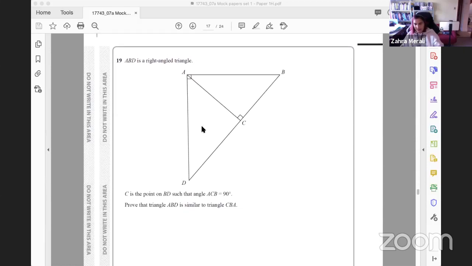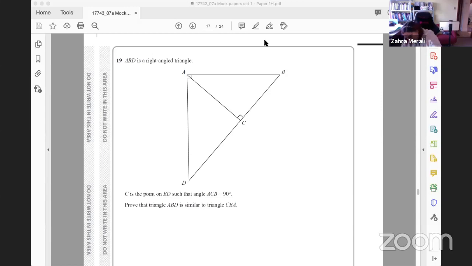We've got a right-angled triangle. I know those of you that have stuck through this, keep going. There are only 24 questions, so we're almost there. ABD is a right-angled triangle. C is a point on BD, and ACB is 90 degrees.